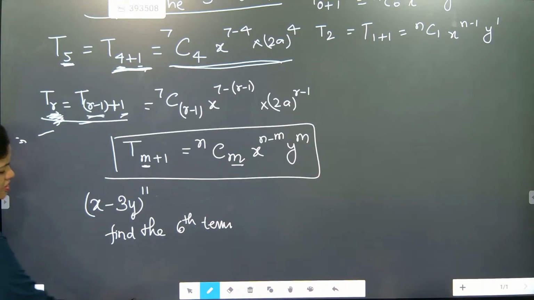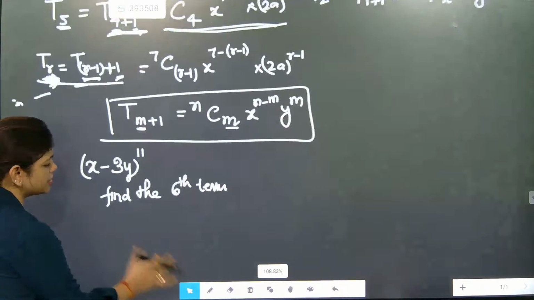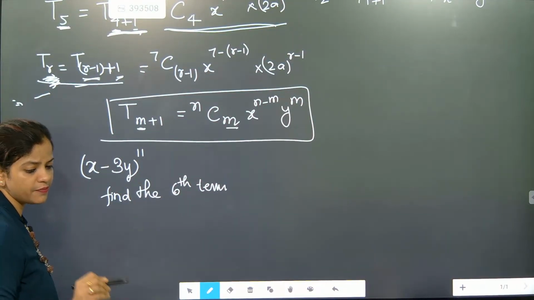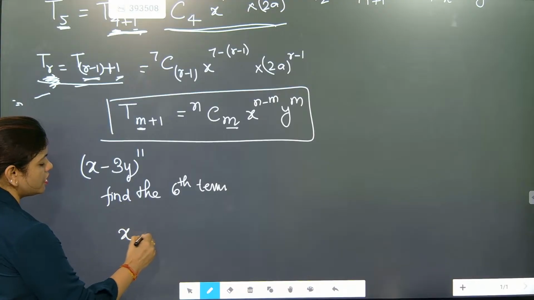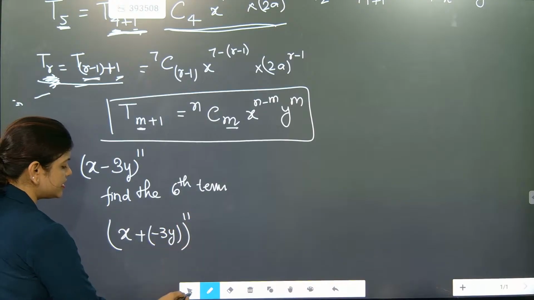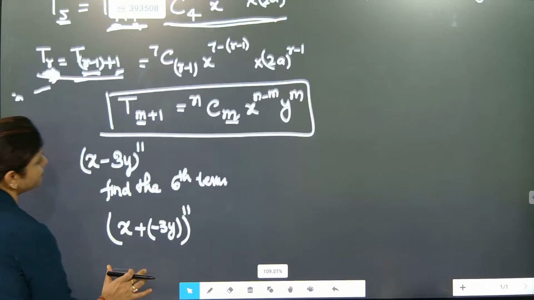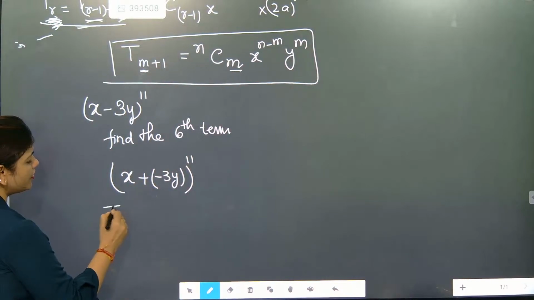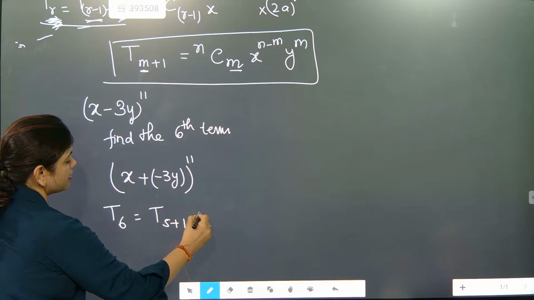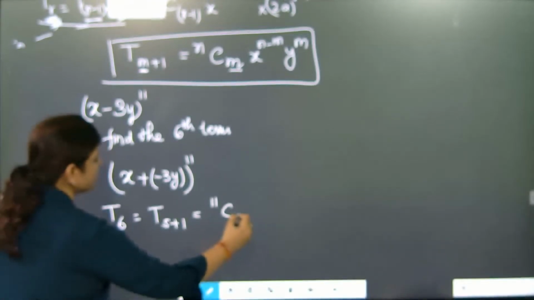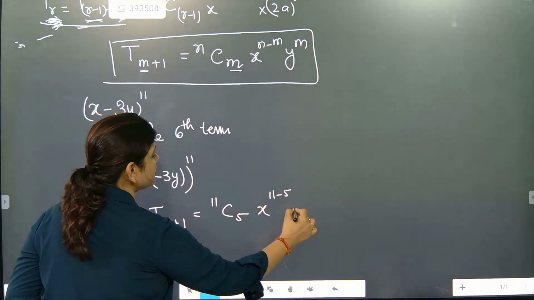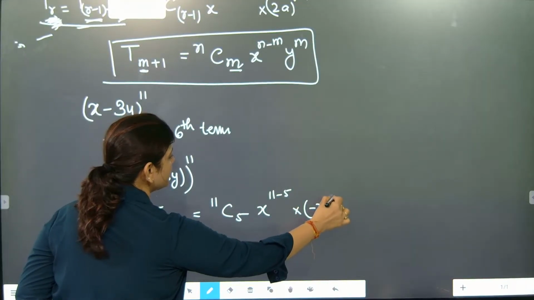Can anyone give me the answer? In C0 format also, if you want, you can give me the answer. Always remember in binomial, every subtraction is a type of addition only. First we will write (x plus minus 3y) to the power 11. Don't complicate it, make it simple. Once you have written the plus-minus factor, now for the sixth term: sixth means 5 plus 1, so 11C5 x to the power 11 minus 5 and (minus 3y) to the power 5.